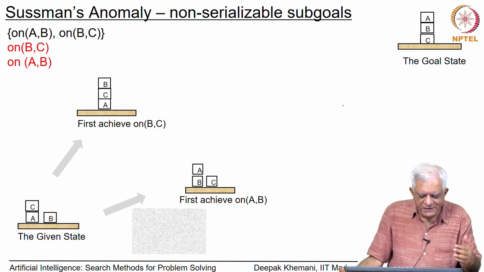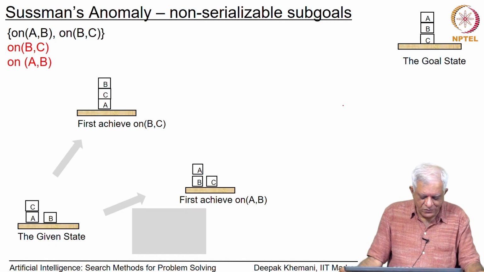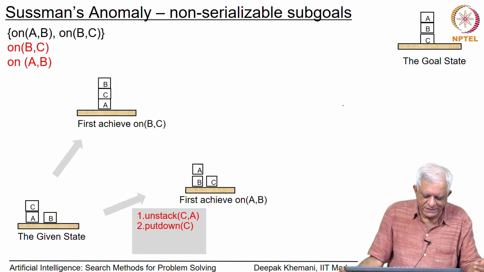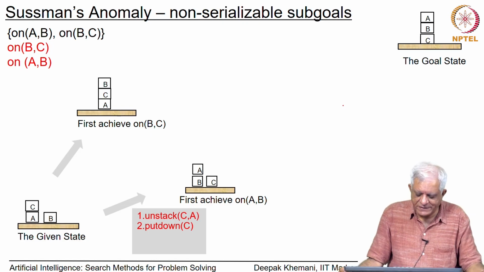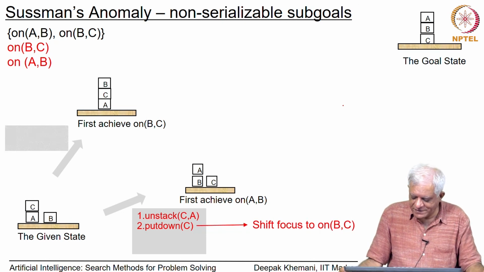So, to do the optimal plan, it basically says that you must in some ways switch between the two goals essentially. So, just to illustrate that, let us say you start by solving the first goal on A B to be true, and to achieve that what you do is that you first do unstack C from A and you put down C. This is an example that we had seen, that this is how you could achieve the first sub goal. But before having achieved the first sub goal, you shift your attention. If you could somehow shift your attention that okay, I will come back to on A B later, let me focus on B C first.